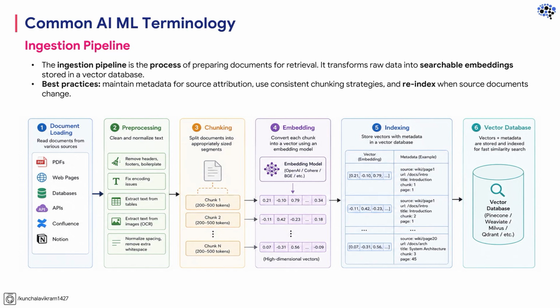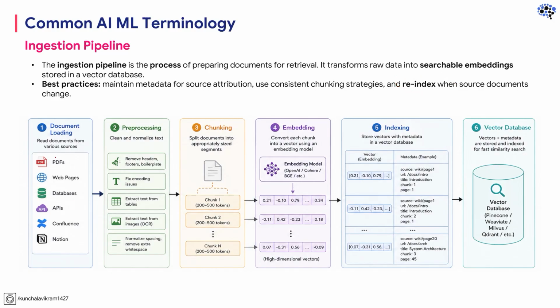And the best practice is to always maintain metadata for source attribution, which means the LLM has to respond to the user query along with where it has generated the response from, the source of information. And you also need to keep updating the vector database by re-indexing. Re-indexing means, if you add more data, or if the existing data changes or gets updated, you have to go through the whole process again and update the database, otherwise you will not have up-to-date information.